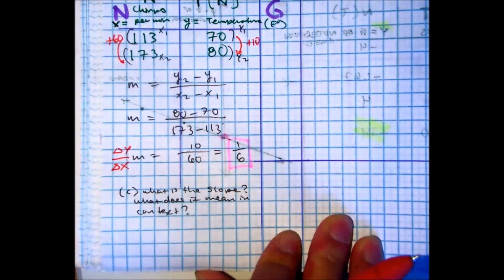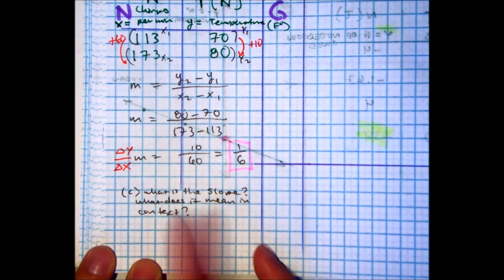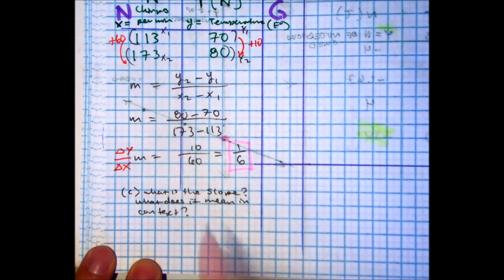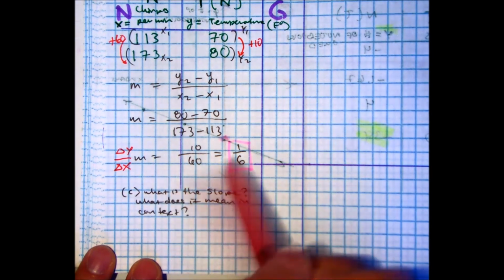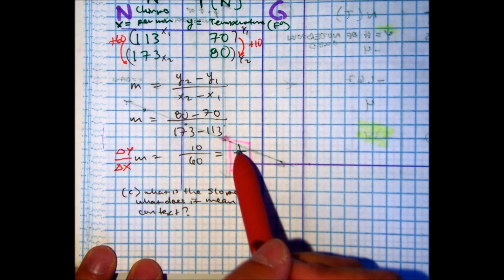Now I added a question here. Let me zoom in on that, write that down. What is the slope and what does it mean in context? So the slope is 1/6, right? Class, what do the y values represent? Temperature or chirps?